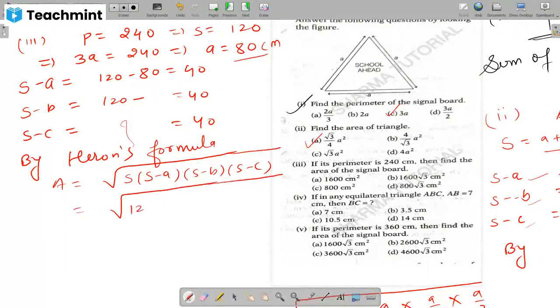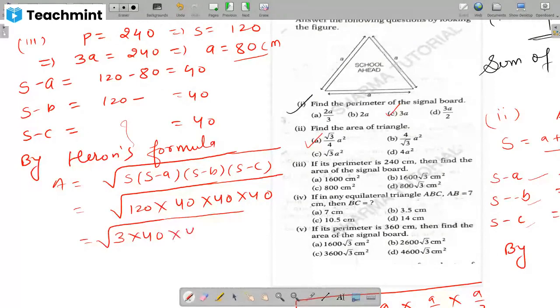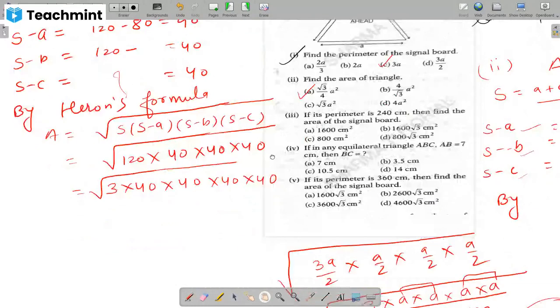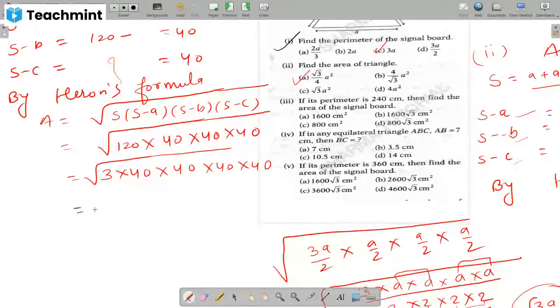So this is 120, then 40, then 40, then 40. See, we have 3 40s. This 120 can also be written as 3 multiplied by 40. Am I right? Yes, ma'am. So we don't have to do a very big calculation, nothing tough. We only need to make it simple.